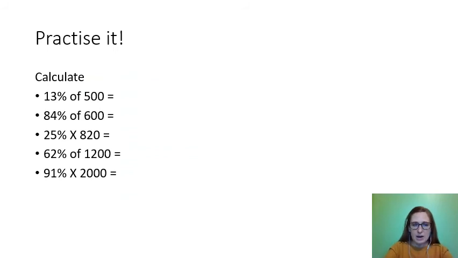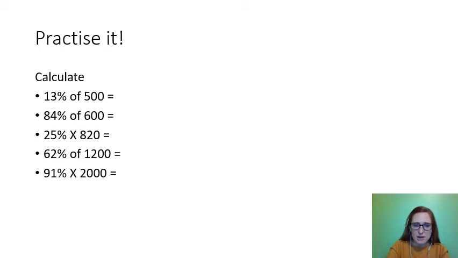It's your turn to practice it. So you're going to find 13% of 500. Remember, 13% is 13 over 100. So you need to divide by 100, multiply by 13. 84% of 600, you're going to find 1% by dividing by 100 and then multiply by 84.